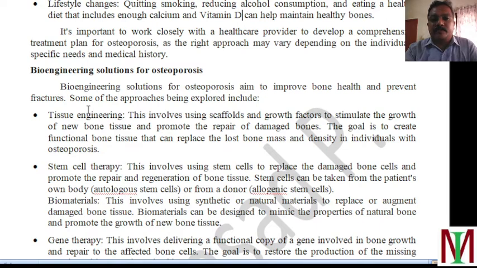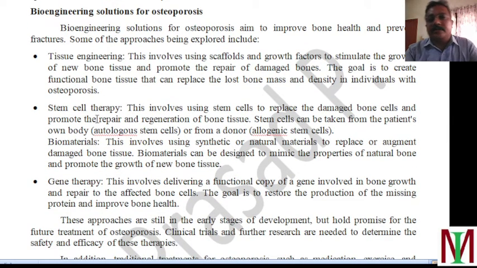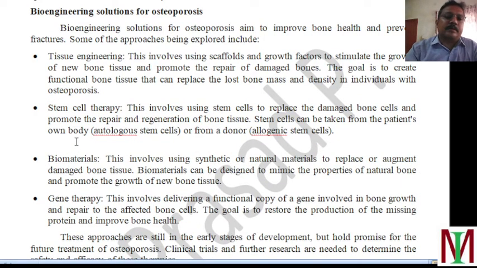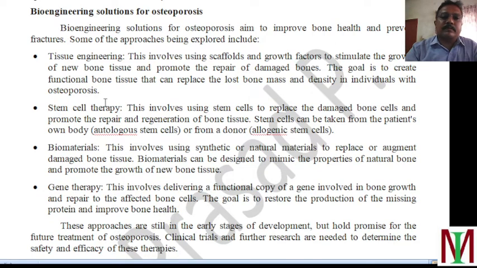Bioengineering solution for osteoporosis: tissue engineering. In tissue engineering we mainly use the scaffold system. We use either an artificial scaffold to grow the damaged bone tissues and replace them, or we use the bone structure itself as the scaffold and make the tissue grow. Both cases are called tissue engineering. Stem cell therapy, I think, is not explained in this video.